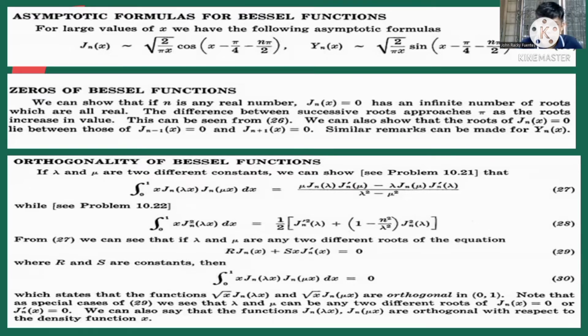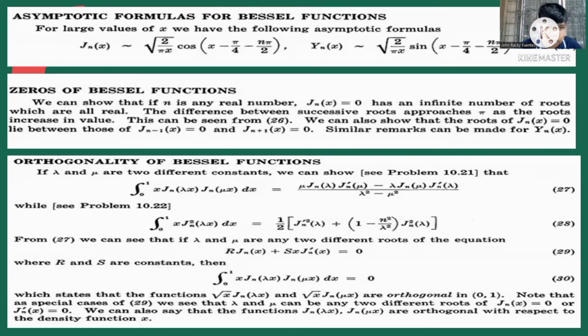Makita natin sa problem na to na problem na to is yung magiging sagot niya is yung integral from 0 to 1 of x J sub n squared of lambda x dx is equals to 1 over 2 times (J prime n squared of lambda plus (1 minus n squared over lambda squared) times J n squared of lambda).